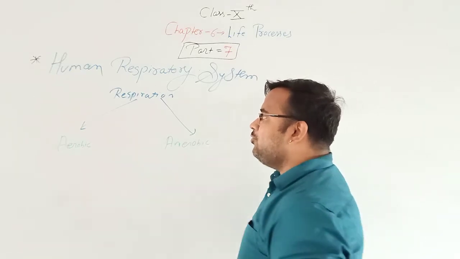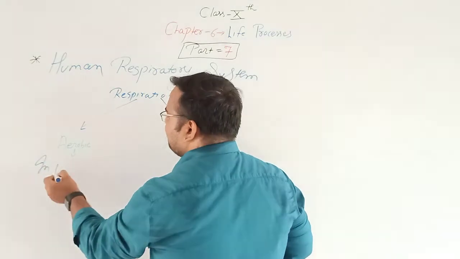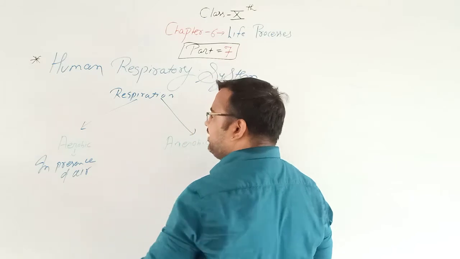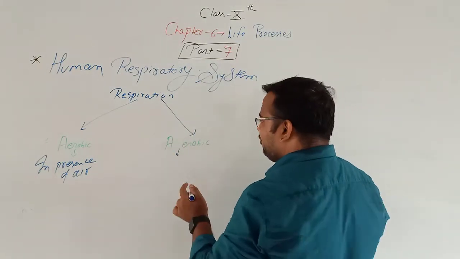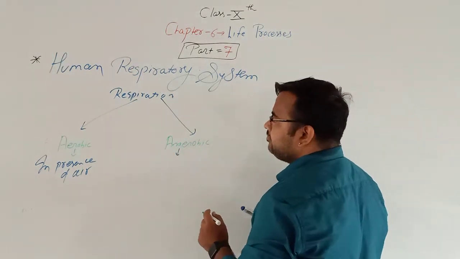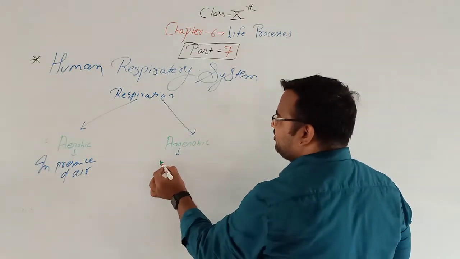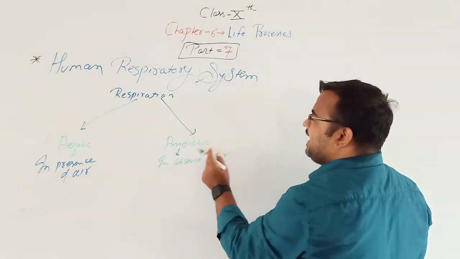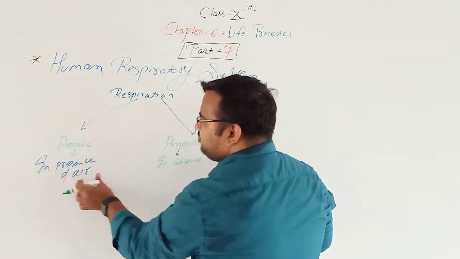Now, what is the meaning of aerobic respiration? Aerobic respiration means in presence of air, and anaerobic respiration means in absence of air. An means absence and aerobic means air. Aerobic means in presence of air.